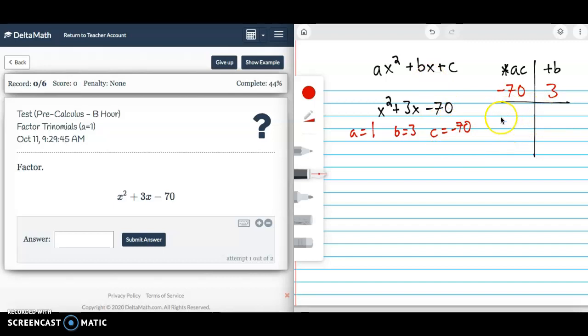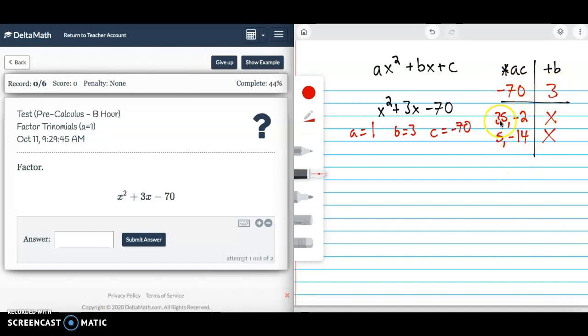Oh, wow, there's going to be quite a few things that we have to work through. So for example, you could start off with 35 and negative 2. Definitely don't add to 3. You could do, let's see, 5 and negative 12. Nope, that's 60. 5 and negative 14. Definitely don't add to 3. So sometimes it might take you a little bit to figure out what numbers multiply to AC and add to B, but eventually you can get there.